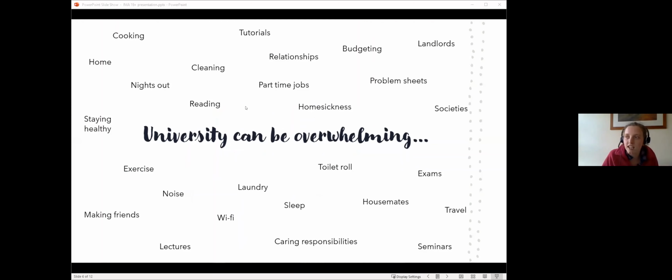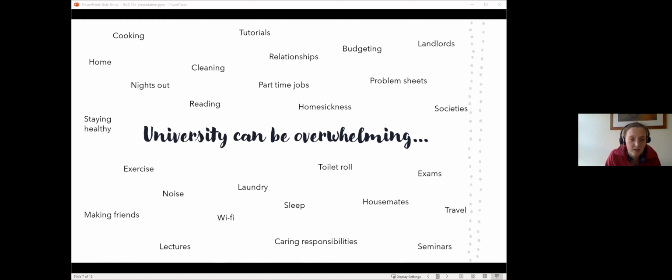But university can be quite overwhelming. And it can be quite challenging. You've got to start juggling lots of things. You might have to learn to cook and how to clean and how to do your own washing. You're busy meeting new people, you're going on nights out, you're managing relationships. You could be homesick. Later on, you might get involved in societies, you might even start running societies.